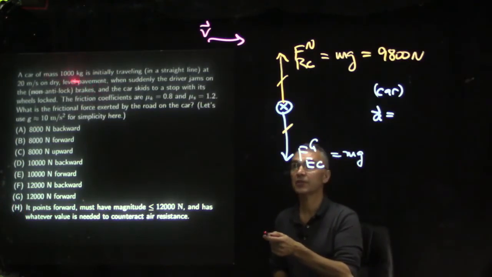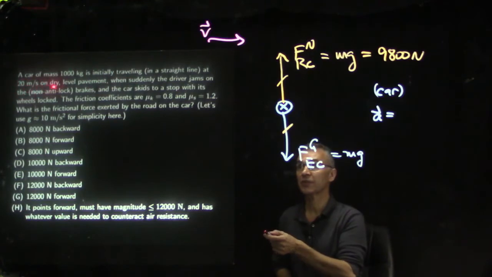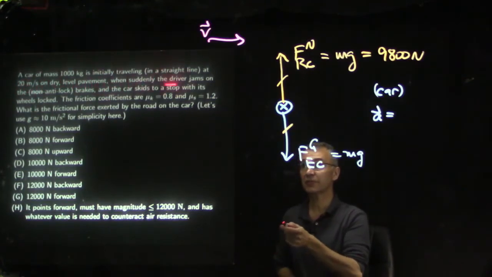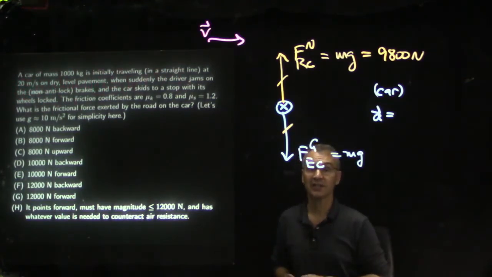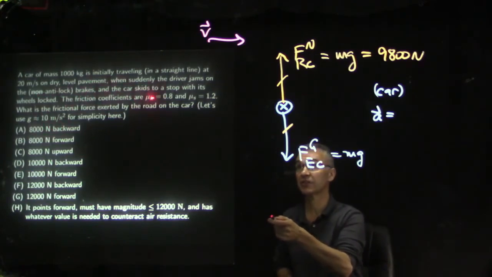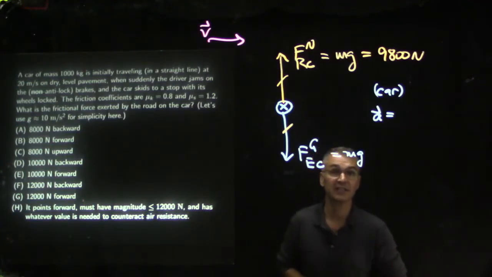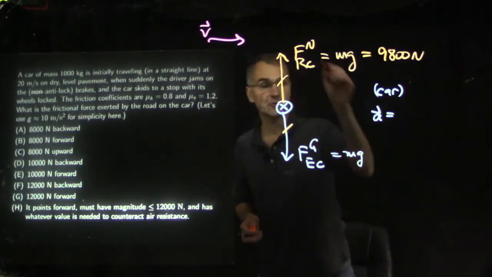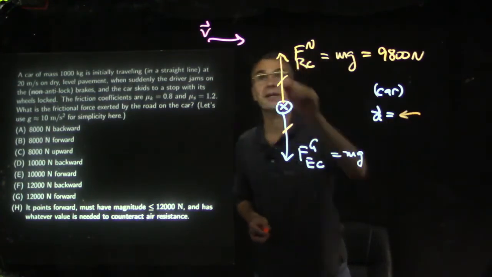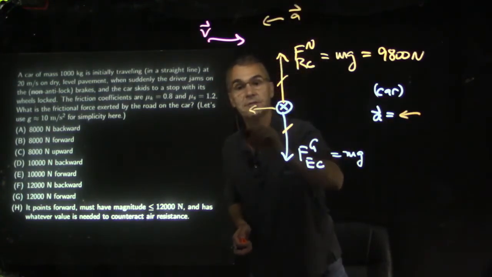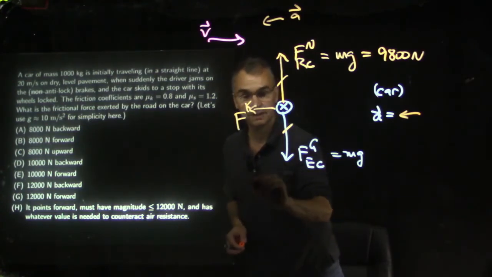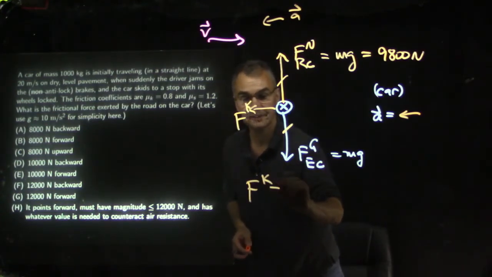Continuing the same scenario, but now the car starts out going at 20 meters per second on dry, level pavement. Suddenly the driver jams on the brakes, and they are not anti-lock brakes, and the car skids to a stop with its wheels locked. You can imagine the screeching sound. So what kind of friction is that? That's kinetic friction.